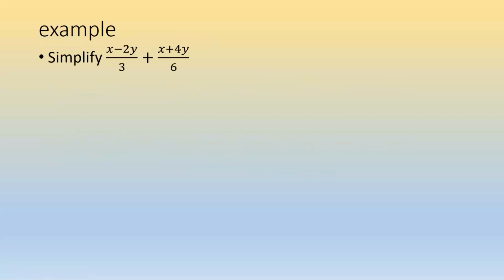Okay. So assuming you have an example here, now that we have been able to do fractions and algebraic expressions and all that, or you have some expression that has both fractions and variables in there. How are you going to go about it? So you have x minus 2y all over 3 plus x plus 4y all over 6.